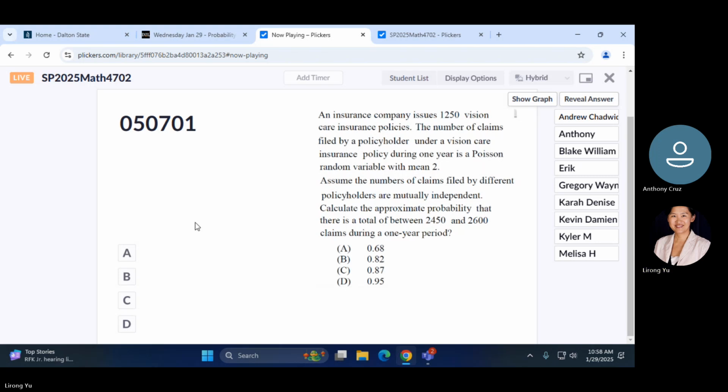And 1,250 to the power 2,000, that's even more impossible for our calculator to do. So we're going to convert it to a normal distribution, and use the normal distribution to approximate the answer to the question. Try it, see if you're able to figure out the answer.